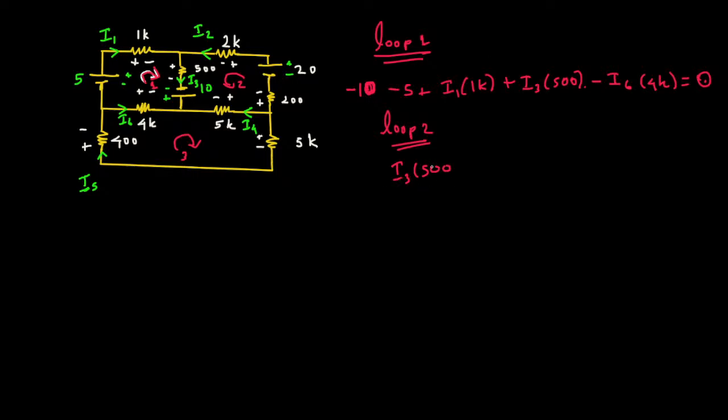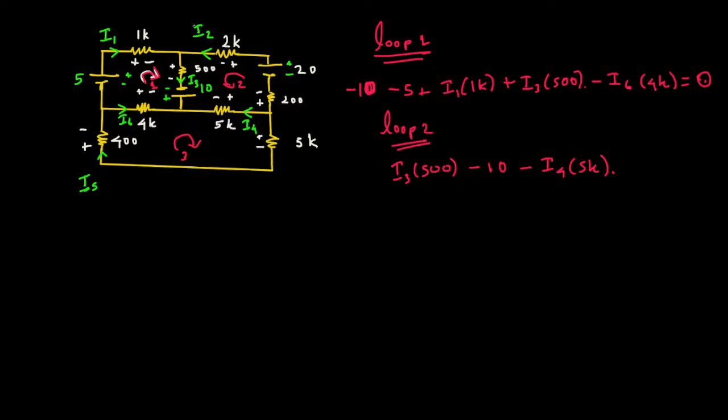So this is I3 times 500, and then if I take counterclockwise, this is minus plus, so this is minus 10 here. And then if I take counterclockwise, this is minus plus, so this is going to be minus, and then the current flowing through this is I4, and the resistance across this is 5k.